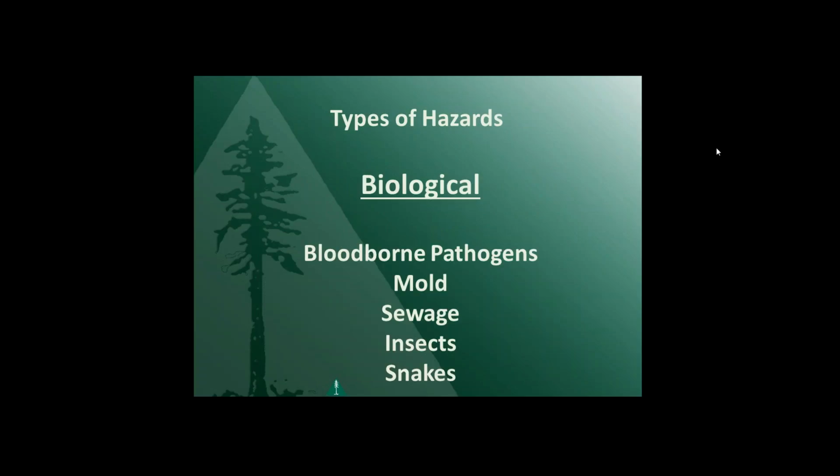The first one we'll look at here is biological hazards. Bloodborne pathogens, mold, sewage, insects, snakes. Those are all different types of biological hazards that we may have at our work site. So we have to look at these hazards. Do we have these? And if we have them, we have to manage them.